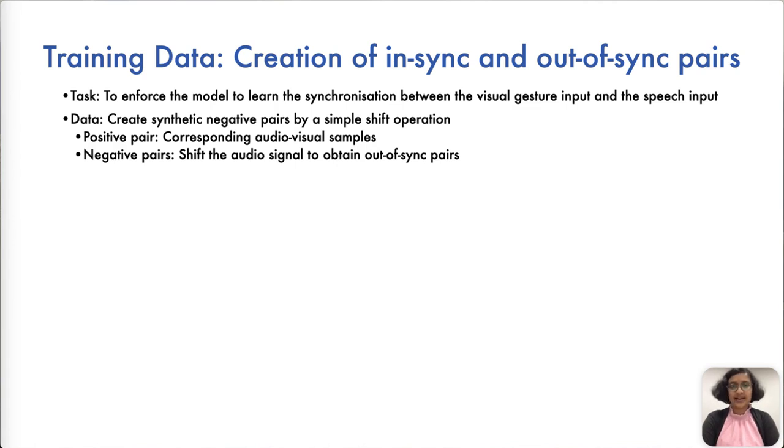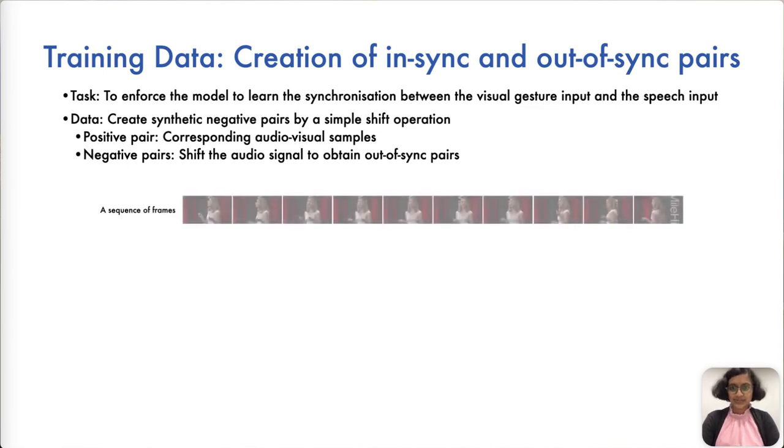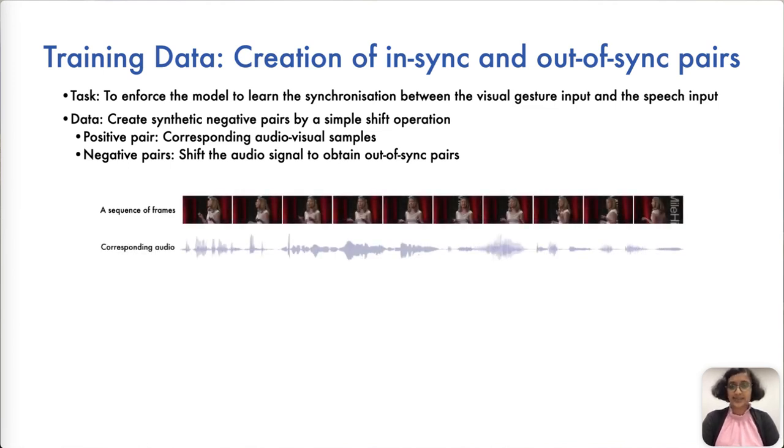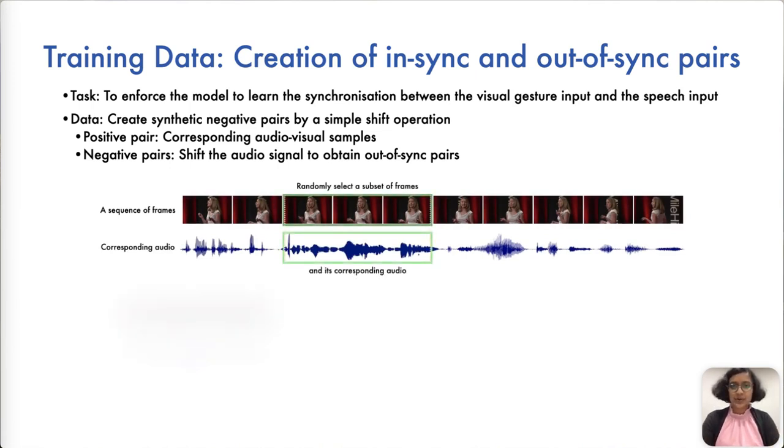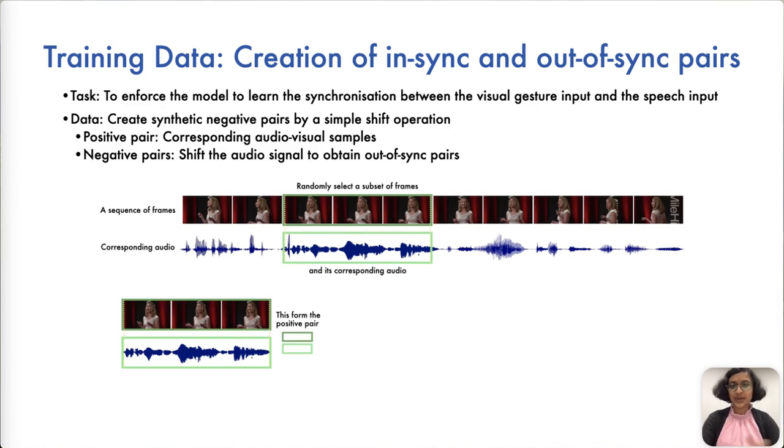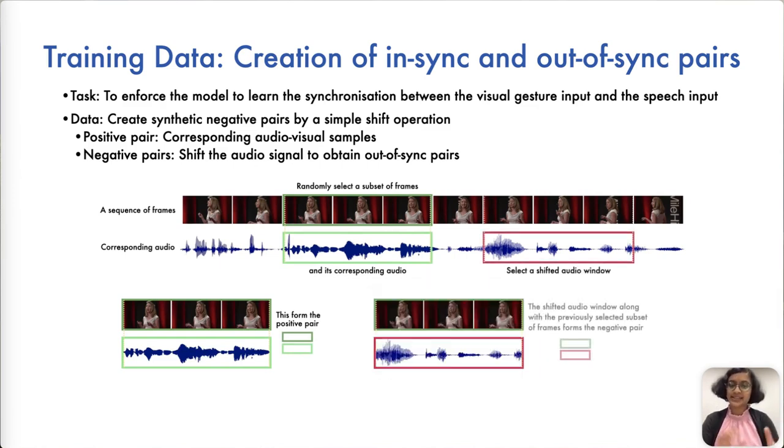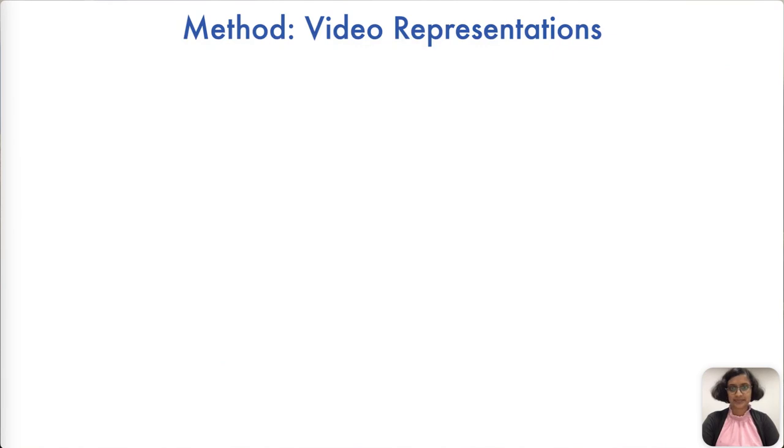We create synthetic data as shown in the example below. Consider a sequence of frames and their corresponding audio signal. A subset of these frames and the corresponding audio is randomly selected, and this forms the positive pair because the audio and the video are in sync. Now, to get the negative pairs, we consider the same subset of frames and shift the audio signal. This forms the negative pair since the audio and the video are no longer in sync, they are completely out of sync. Such negative pairs are created using a simple shift operation.